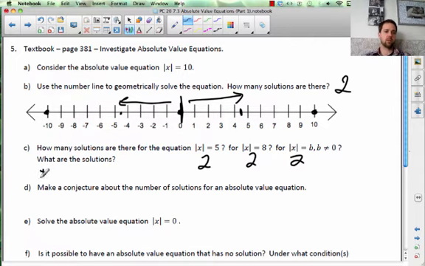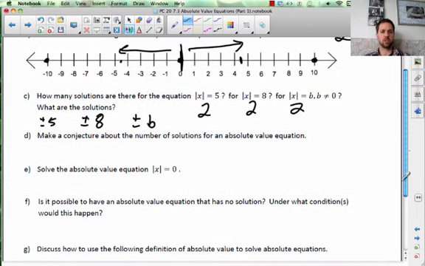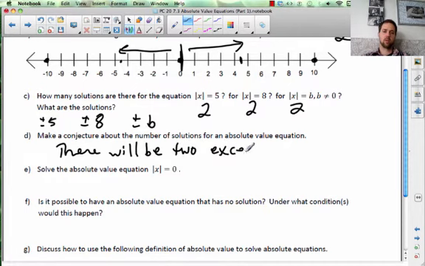What are the solutions? Well, for the first one, plus or minus 5. For the second one, plus or minus 8. And for the third one, plus or minus b. Make a conjecture about the number of solutions for an absolute value equation. There will always be two, except when x equals 0, because this represents a distance of 0 away from the reference point. And of course, if you have a dot there, there's not two solutions there. Okay, so there you go.